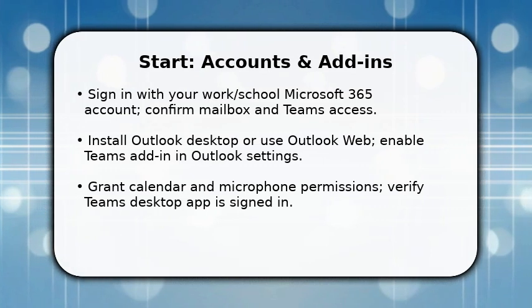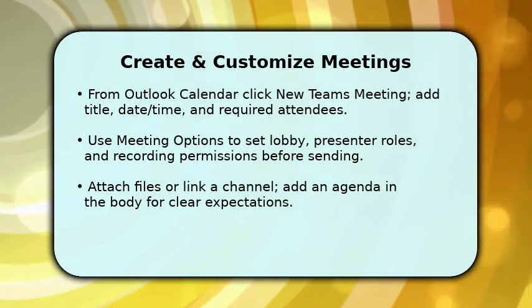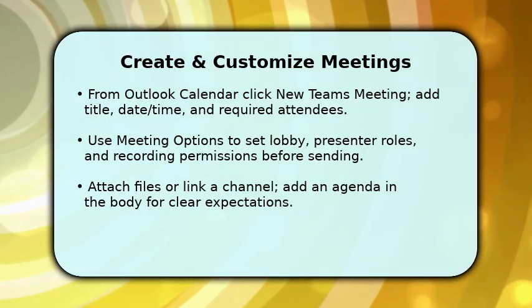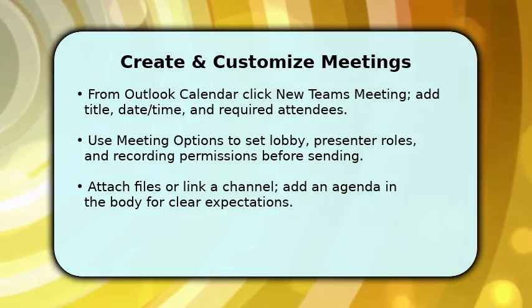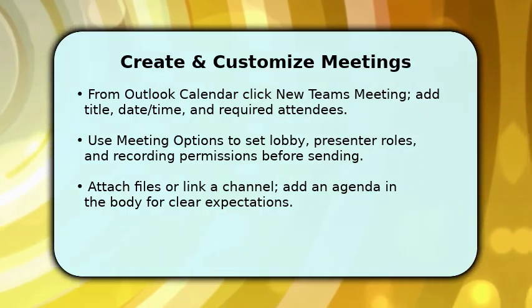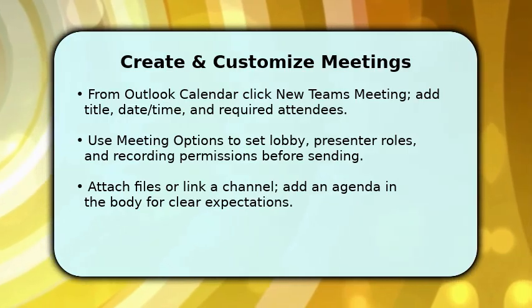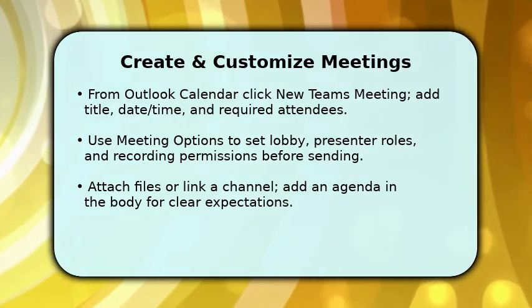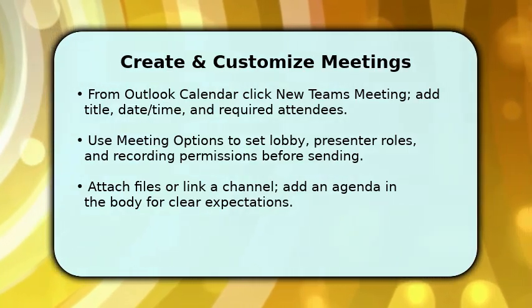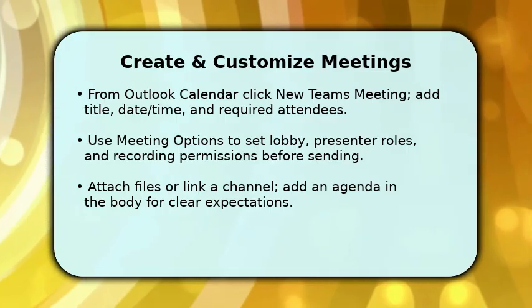This allows seamless integration. You now schedule a Teams meeting inside Outlook. Click New Teams Meeting in Calendar, add a clear title, time, and required attendees, and paste an agenda in the body. Once done, open Meeting Options to control lobby behavior and presenter roles so you avoid interruptions.